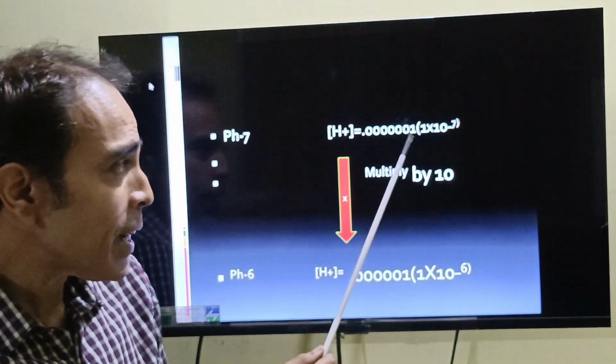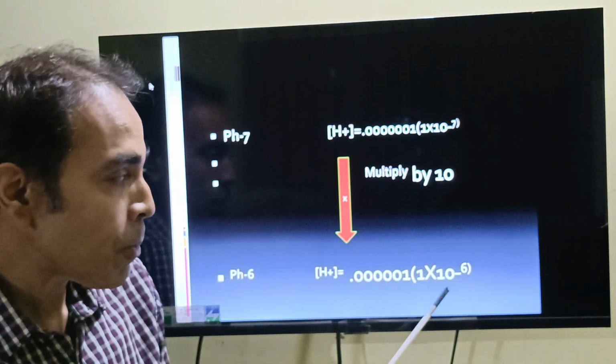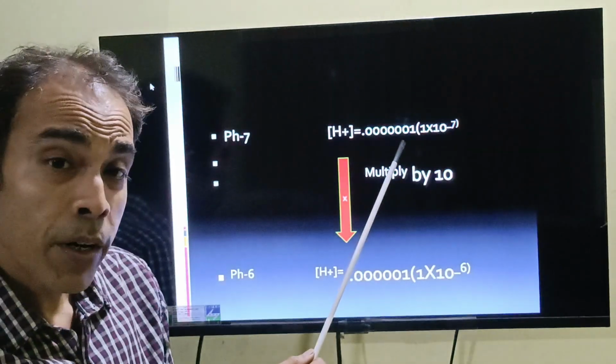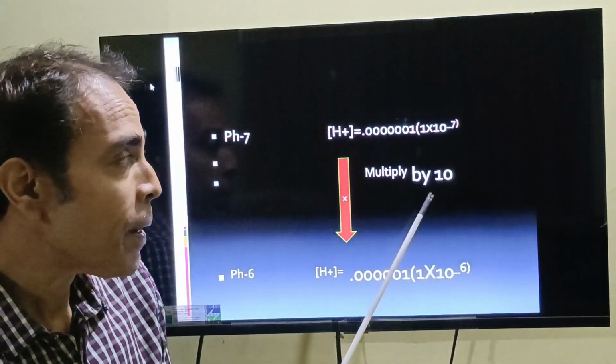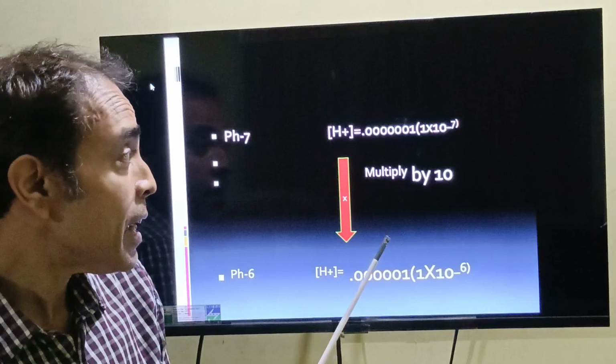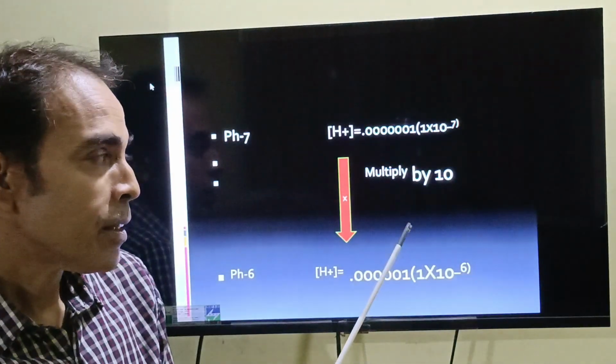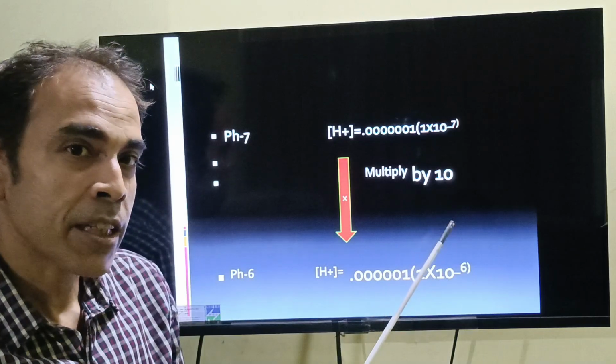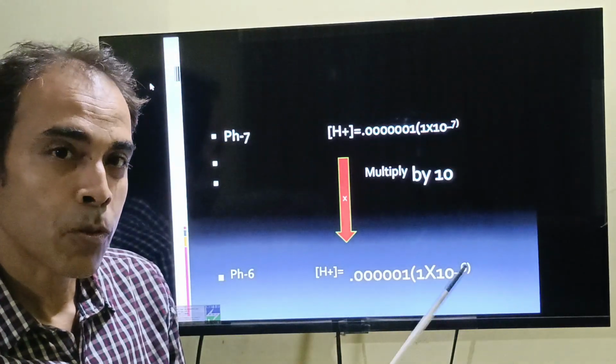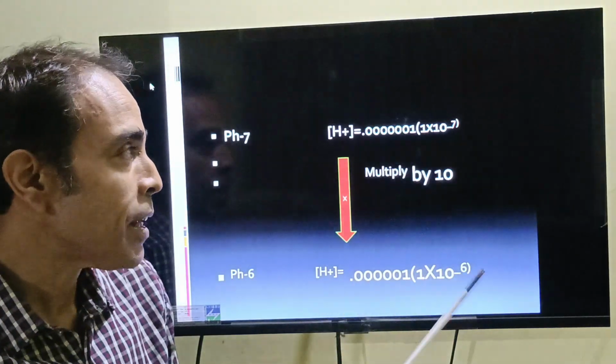So if you want to get from 10 to the power minus 7 to 10 to the power minus 6, what do you do? We remove one zero. How do we remove one zero? We multiply by 10. That means that when the pH decreases from 7 to 6, the hydrogen ion concentration increases 10 times. This is a very important concept to know, that it increases by 10 times.